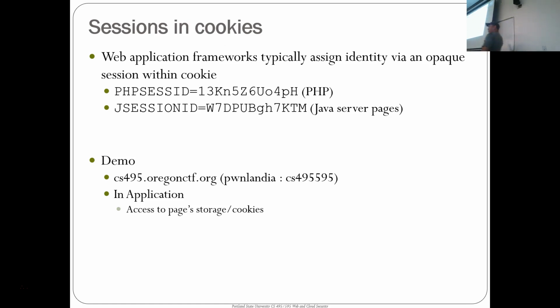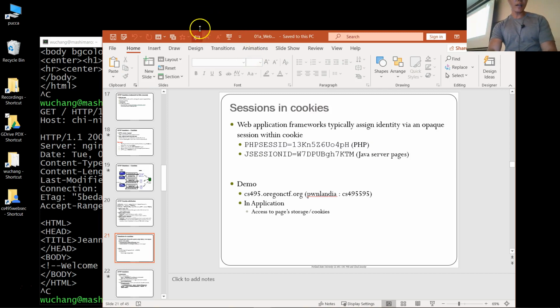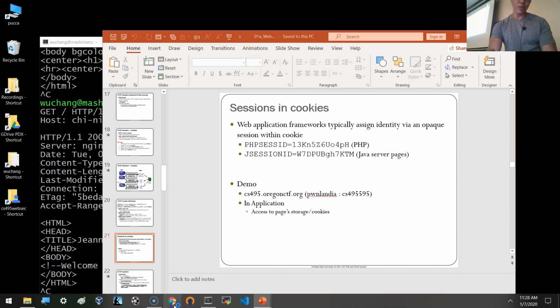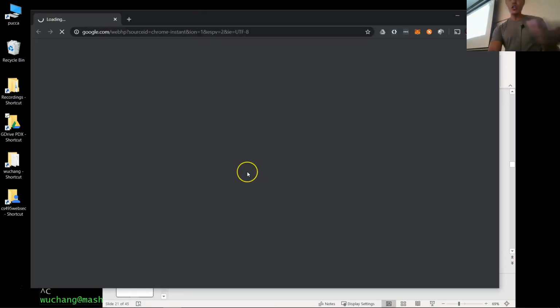On the homework site, there is this default account, Ponelandia, and the password is CS495-595, which was your default password, but I forced you to change it. I made this account have that default password so you can get in there and access a different account. And so what I wanted to show you is an access to this page and then what happens and where you can find its cookies being stored.